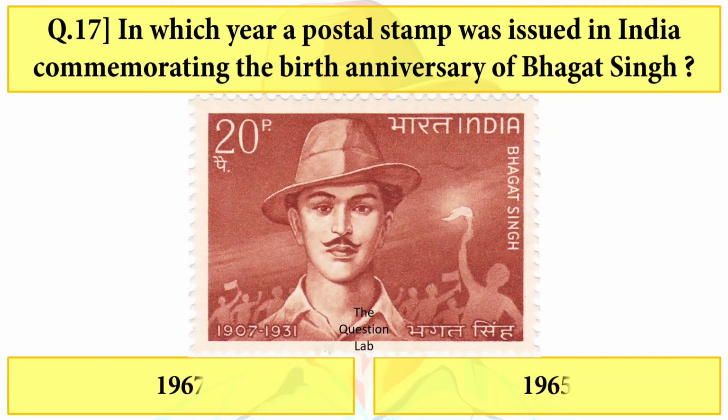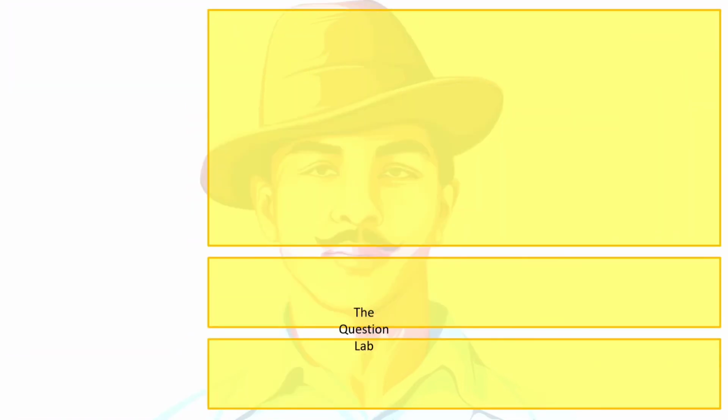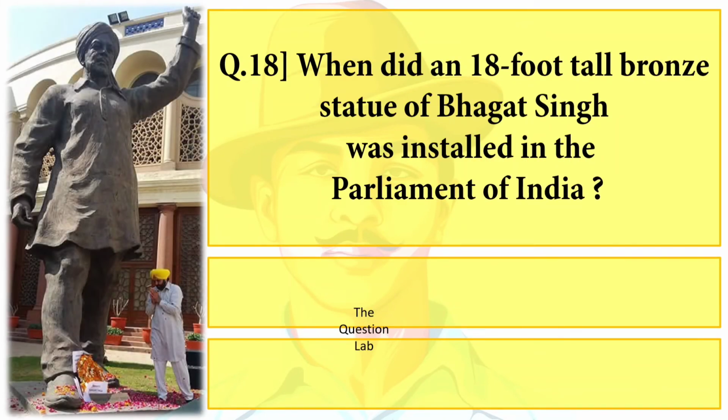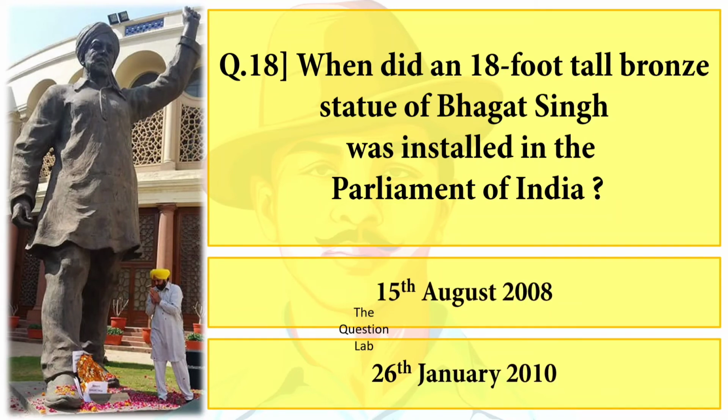Question number 17. In which year a postal stamp was issued in India commemorating the birth anniversary of Bhagat Singh? In 1967. Question number 18. When was an 18-foot tall bronze statue of Bhagat Singh installed in the Parliament of India? On 15th of August 2008.